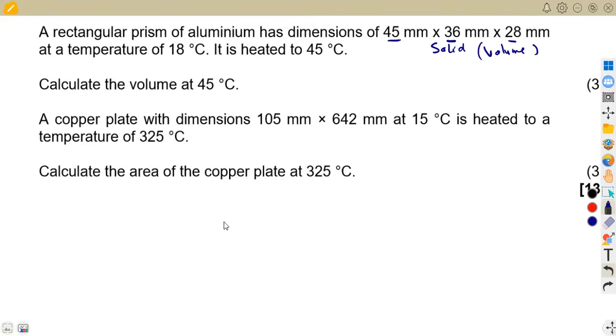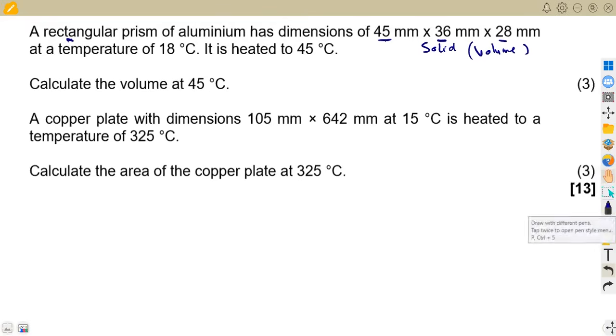If we are talking about just a normal plane shape, we talk of area. So here, it's a solid shape. So these are dimensions which give us the volume of the rectangular prism. Remember that the volume of a rectangular prism is given as length times width times breadth in this case, or length times width times height.